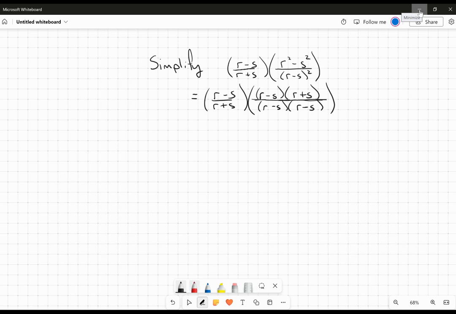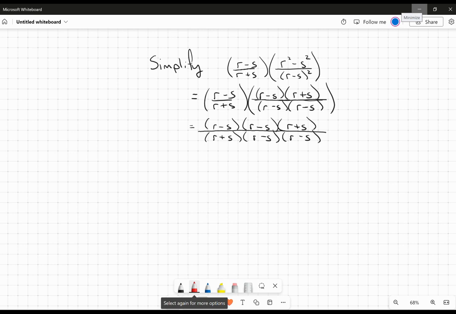So now, and I know sometimes this isn't really clear to a lot of students, remember I'm multiplying two algebraic fractions together. And when you do that, you simply multiply the factors in the numerator together, and algebraically I'm just going to write them next to each other. Then in the denominator, I'm going to get r plus s, and r minus s, r minus s.